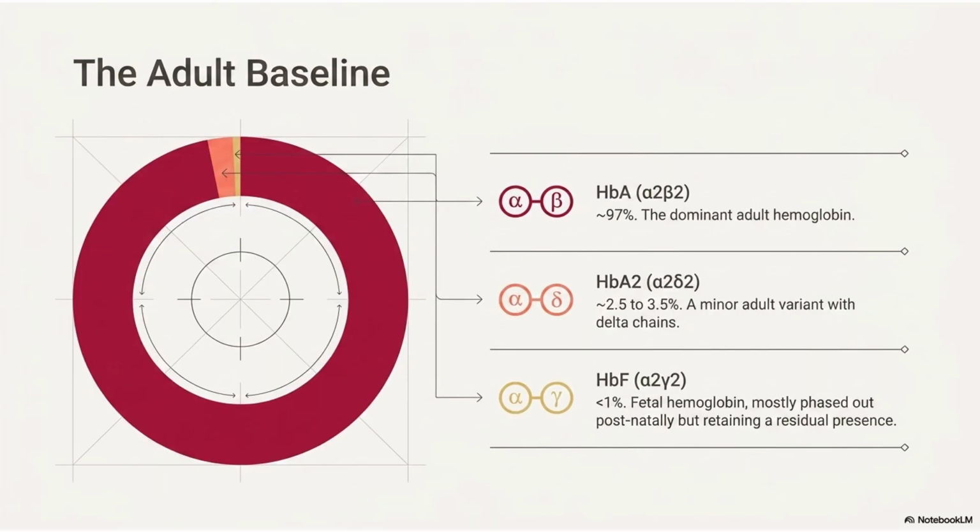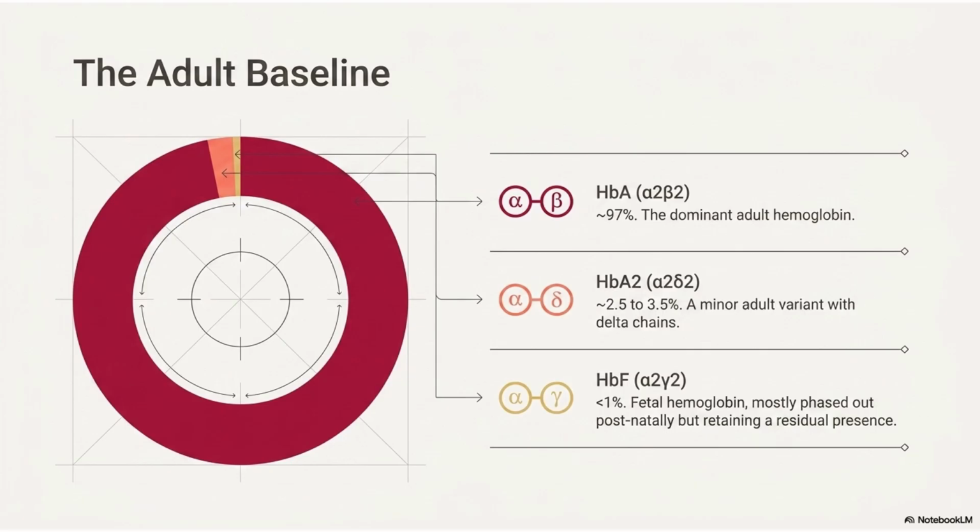All right, so now that we've explored how hemoglobin functions at the molecular level, let's establish what normal hemoglobin looks like in the healthy adult. When most people hear the word hemoglobin, they're actually referring to hemoglobin A, or HbA. HbA makes up approximately 97% of the hemoglobin found in healthy adults, making it the primary oxygen transporter throughout most of our lives. Structurally, HbA consists of 2 alpha globin chains and 2 beta globin chains, often written as alpha 2, beta 2. But HbA isn't the only normal hemoglobin present in adults.